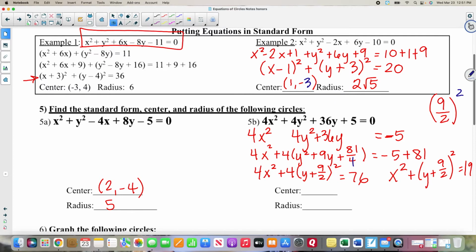So what is your center? 0, negative 9 over 2. 0, -9/2. And your radius is the square root of 19. You can't simplify that.